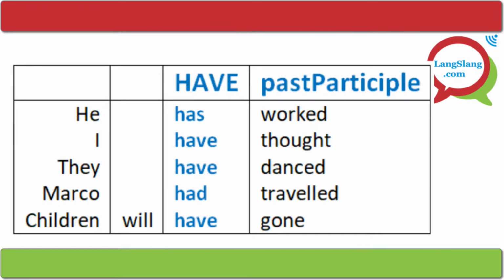Whatever perfect it is, present perfect, past perfect, future perfect, you are going to use a variety of have and past participle form like this. For example, has worked, has is the form of have, have thought, have danced, had traveled, had is the past form of the have, so had and past participle form. So these are the varieties of have and their past participle form, verbs' past participle form. So that makes a perfect tense.